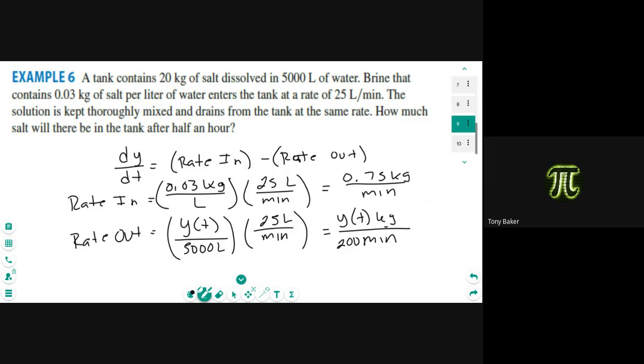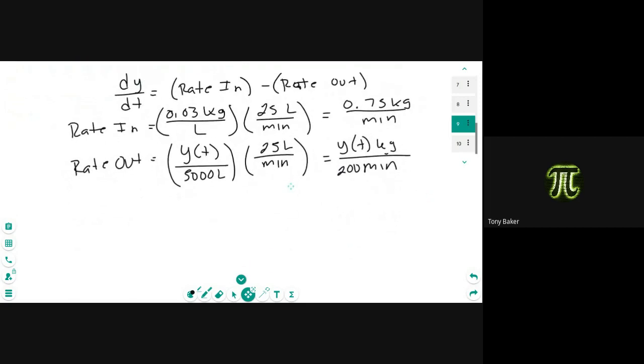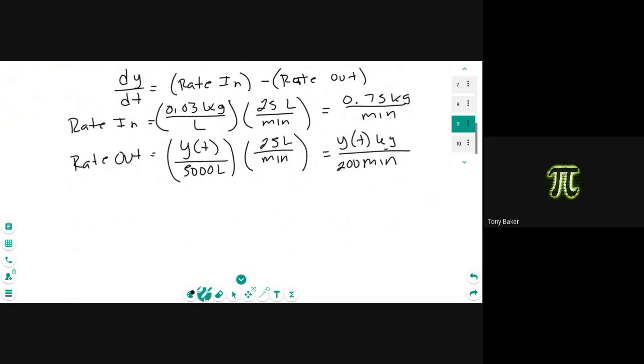All right, we good to there? Do we need the 5,000 liters on the bottom of the rate in? Yes. Because the rate out, this is the amount of salt that's in the entire tank, the y of t. I know there's 5,000 liters of water in the tank. What about the rate in? No, we don't need it, because the liters coming in, that's how much salt it is per liter coming in, and then that's per minute. We're not putting 5,000 liters into the tank. There's 5,000 liters in the tank already, which is why it's over 5,000.